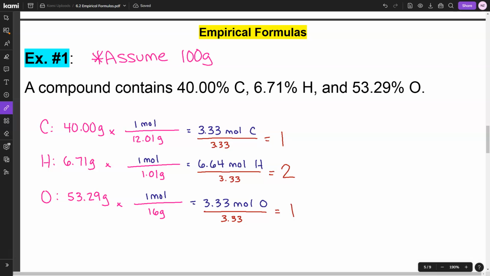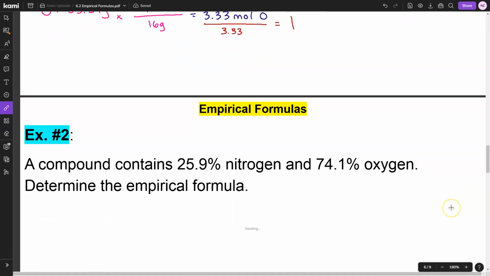So my empirical formula would be C1. I'm going to leave the 1 off. H2, because we figured out that number is 2. And then finally O. That is our empirical formula. So that's the process to find it. Let's do another example here.